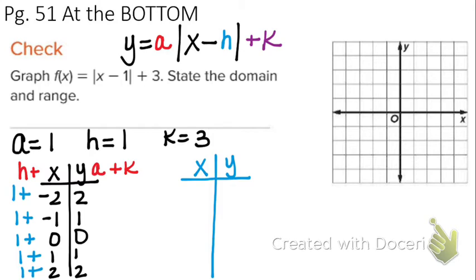So 1 plus negative 2 would be what? And then 1 plus negative 1? 0. 1 plus 0? 1. 1 plus 1? 2. 1 plus 2, sorry, is 3.